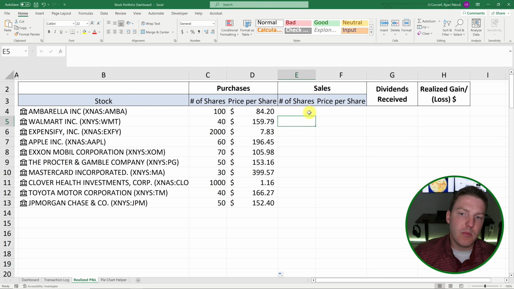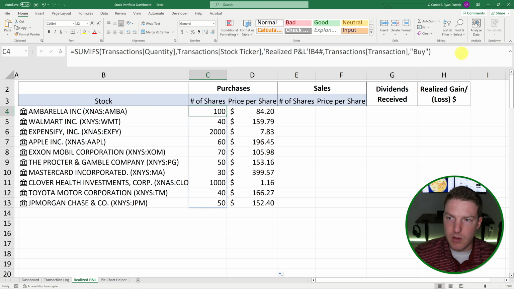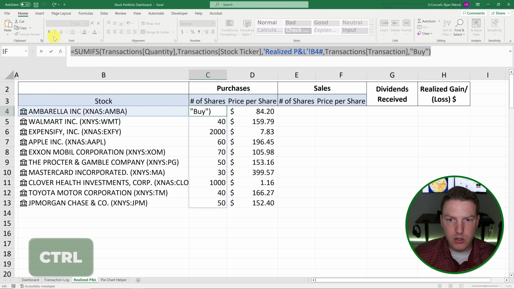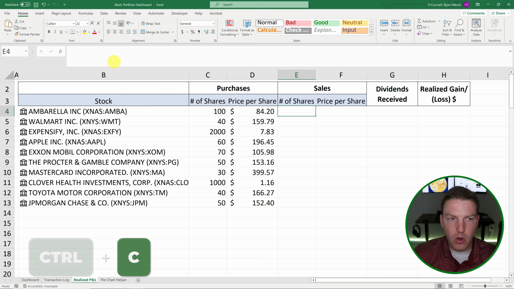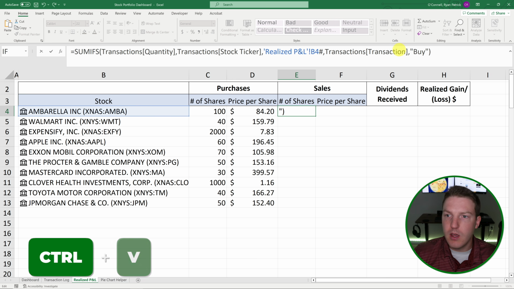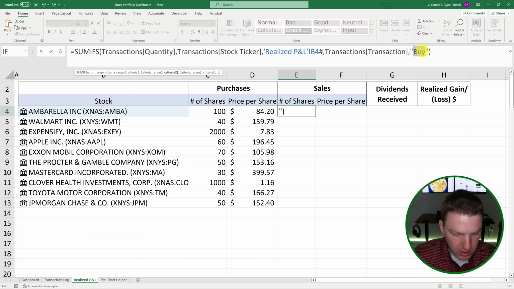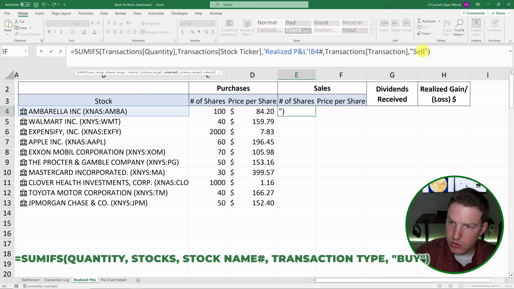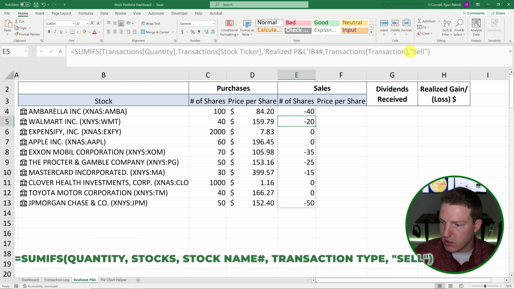Now we can do the same thing for the sales part. So we need to check the number of shares here. And what we're going to do is we're just going to take the same formula because it's really the exact formula. Do Control C, and then we'll go over here and do Control V. And now we just need to change buy to sell. So let's do sell. So that tells us exactly how many shares that we have sold.